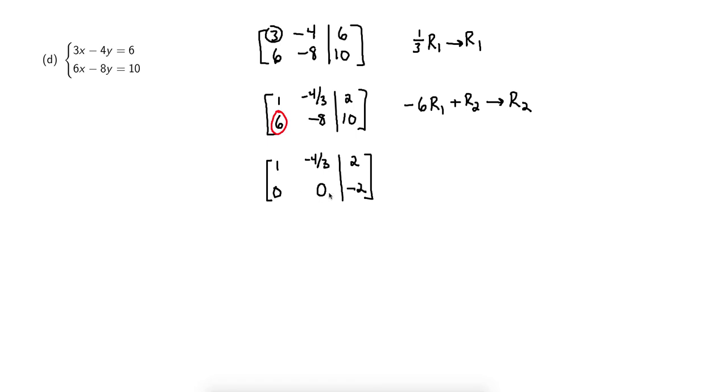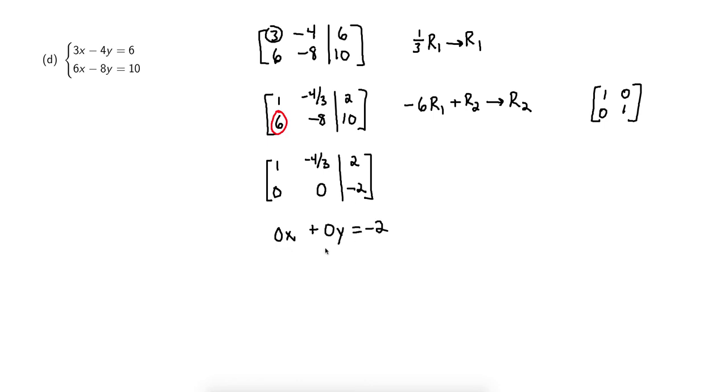And again, to the left of this line, we have a row of zeros, which means no matter what elementary row operations we try to do, we're never going to get this left side to be of the form 1, 0, 0, 1, the identity matrix form. So let's look at this last row. We have 0, 0, and -2. So if we put the x and y back, this would be 0 times x plus 0 times y equals -2.